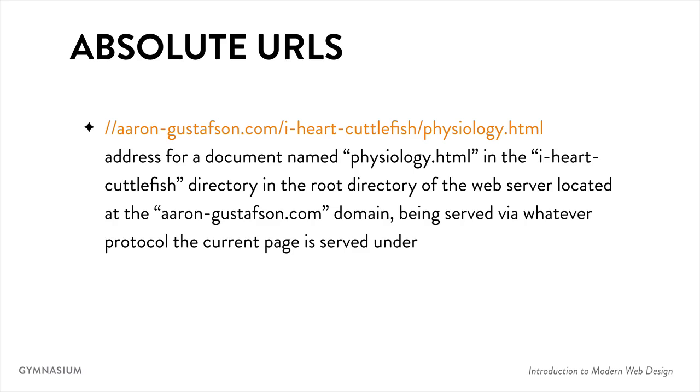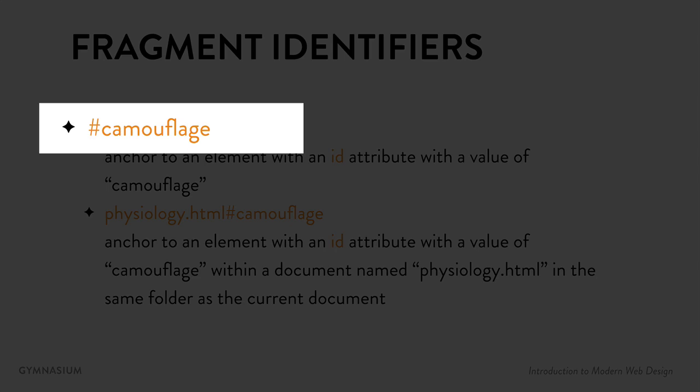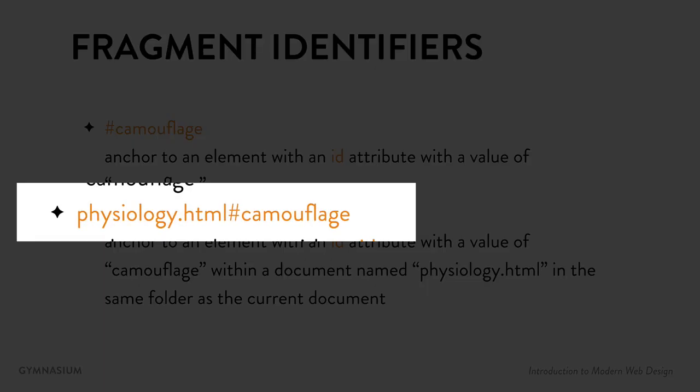Again, you don't see this all that often, but it is starting to crop up, which is why I wanted to point it out. Now, the last kind of URL I want to talk about are fragment identifiers. Fragment identifiers point to an ID on the page. Now, if you remember earlier on, I showed an instance of an H1 with an ID attribute. The ID attribute has a value, and if that value were to match the term after the hash in a URL, then the browser would actually anchor to that element. It would scroll down the page until that element was at the top of the page in order to bring focus there. So the first example here we see hash camouflage, and the second example we see hash camouflage within the physiology.html document.